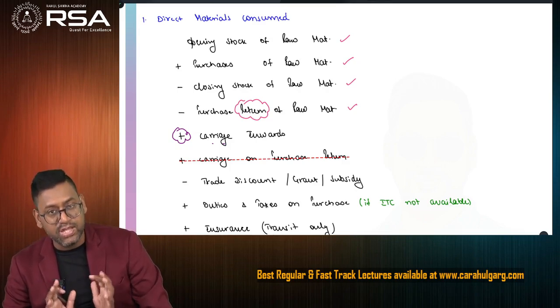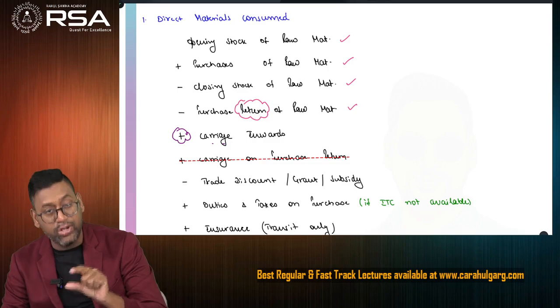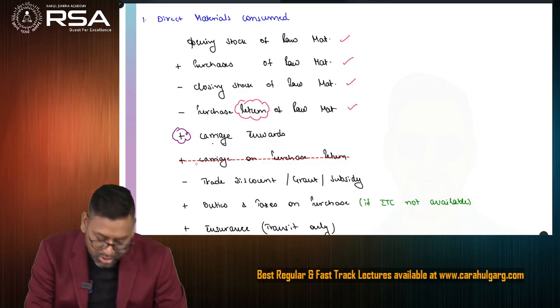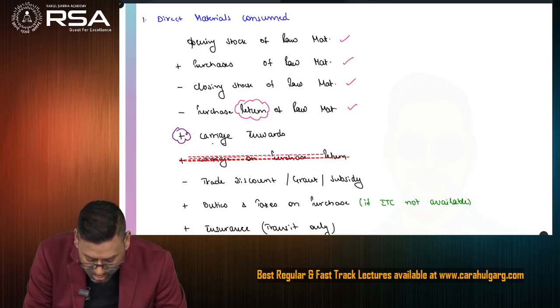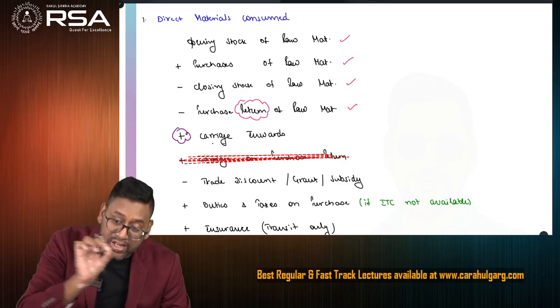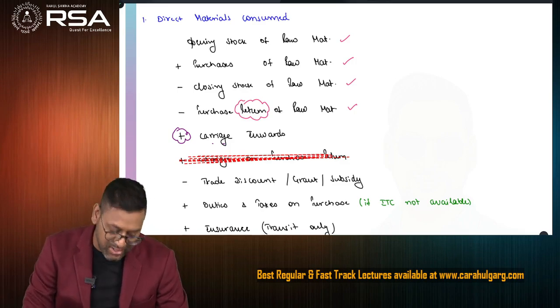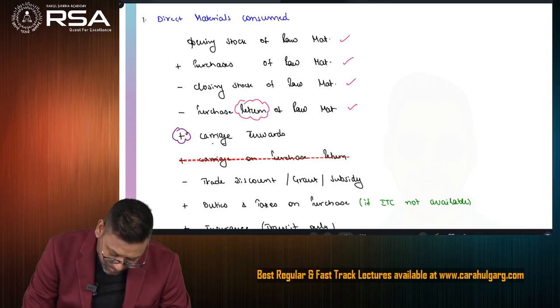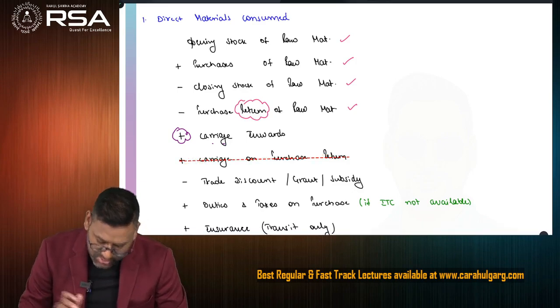So what is the best thing in this case? First of all, write it down and then cut it, because it will then be in your memory. Now don't cut it in a way that you are unable to see it. My purpose is that you may see that there's a line going through it. So you have to cut it in this manner. Okay, so this is carriage on purchase return.